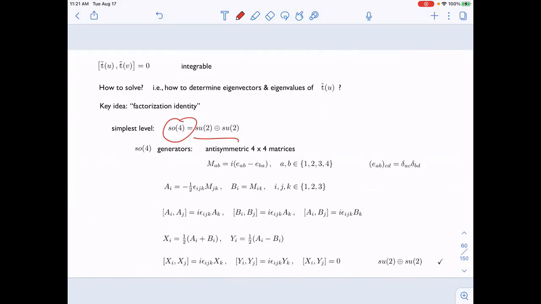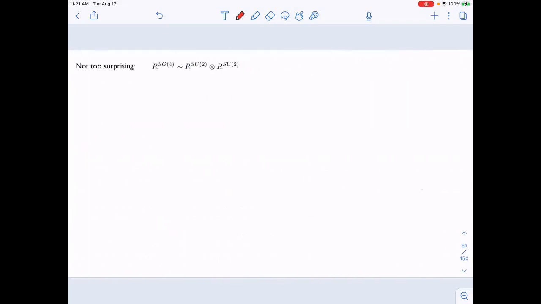Okay, so this is a well-known fact. So maybe it won't be too surprising then if you look at the R matrix for SO4. It's given by the tensor product of two copies of the SU2 R matrix, and that's true. Written in a slightly fancier way, we could say that the R matrix for D2 is equal to the tensor product of two copies of the R matrix for A1. But let me emphasize that this is for the case of rational R matrices, and this was known already for a long time.